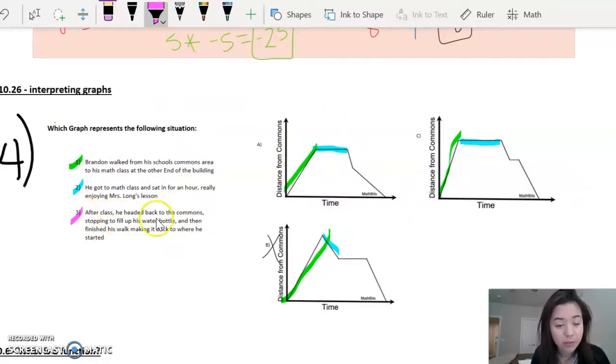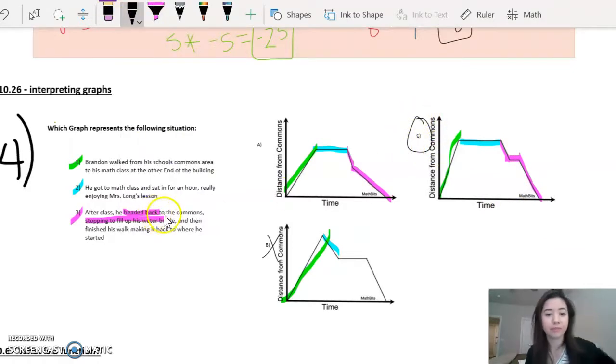He stopped to fill up his water bottle and then finished walking. So our distance should be going down first, but then he stopped to fill up his water. So that's a point where he's not moving. This one he continued walking. This is the only one where it gets that flat part again, which represents him filling up his water and then walking back to class. So the answer for this one was C.